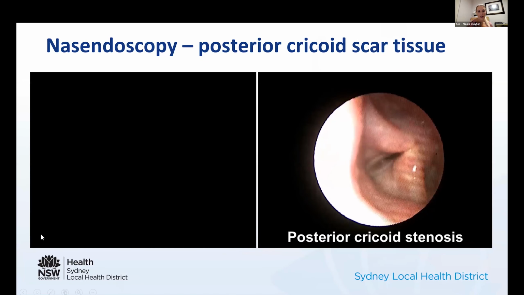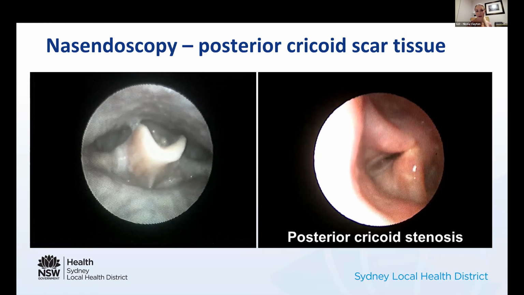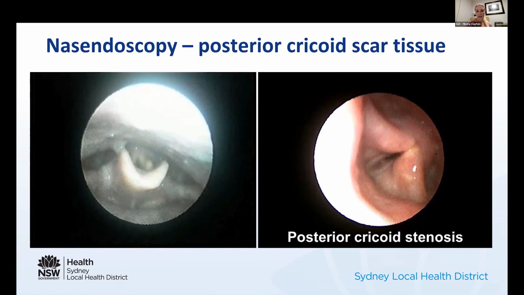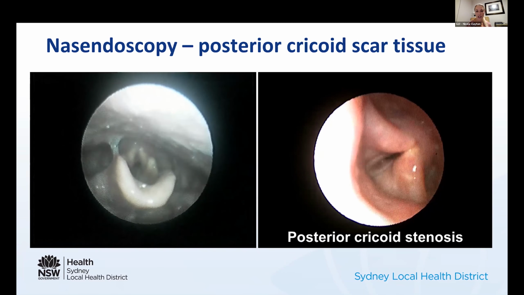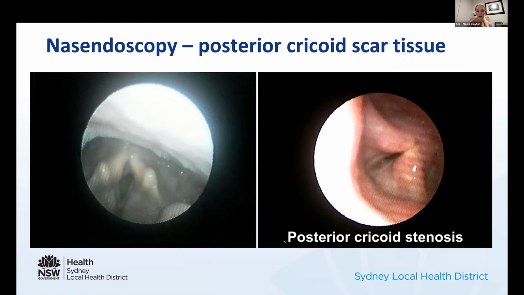Just to give you a little bit of an idea of what some of this can actually look like. So on the left-hand side here, we have a milder inhalational burn injury. We do have a little bit of tension in the posterior cricoid region, as well as shortening of the aryepiglottic folds.